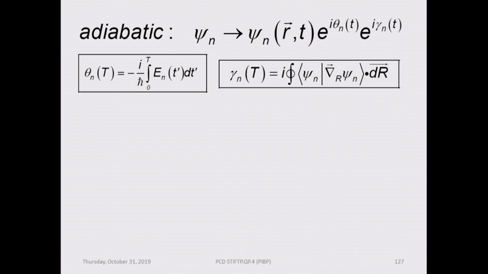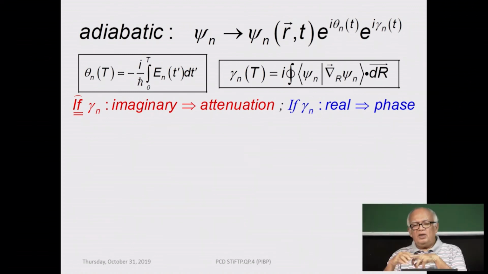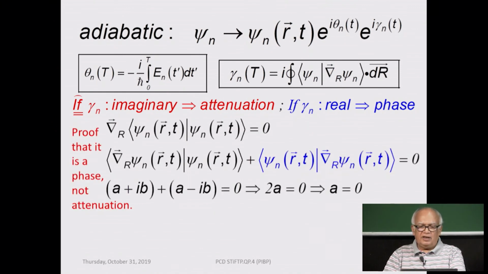And now we have this adiabatic change in the state psi to psi times a dynamic phase multiplied by the Berry phase or the geometric phase. Now, if you look at e to the i gamma, if gamma was imaginary, e to the i gamma would become e to the minus something, and this would actually represent attenuation or damping rather than a phase. Okay? On the other hand, if gamma is real, then it becomes a phase. So, we should first convince ourselves that we are looking at a phase and not attenuation.